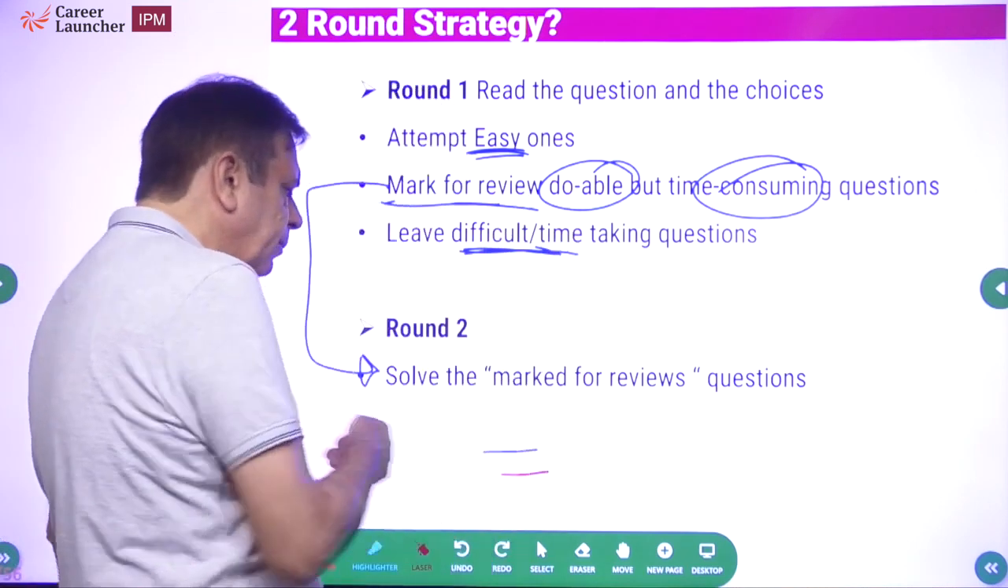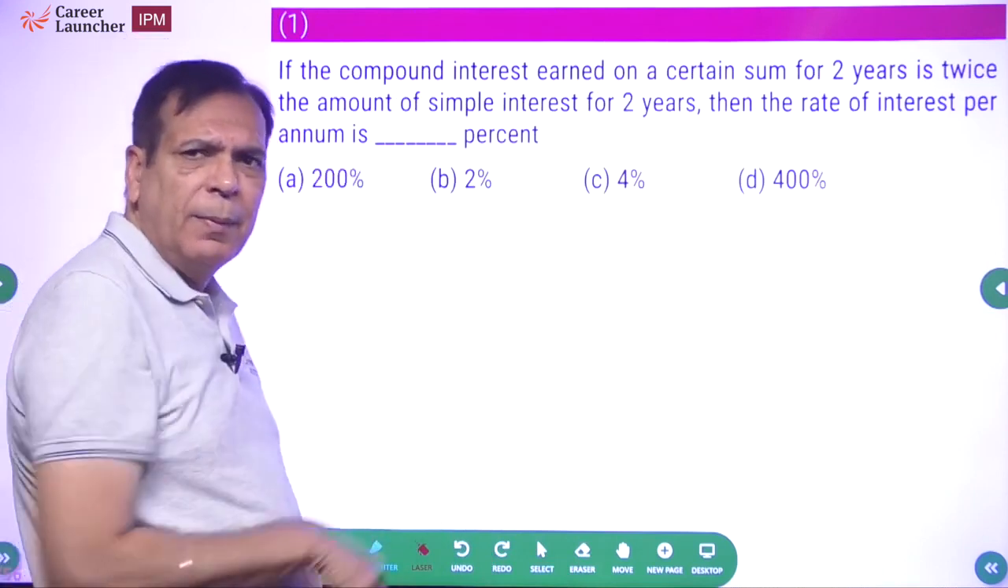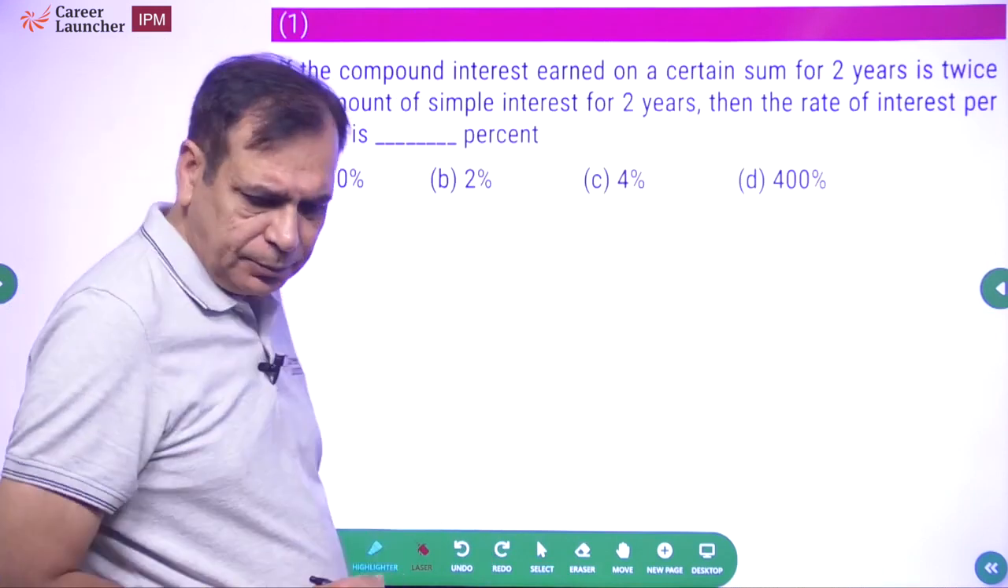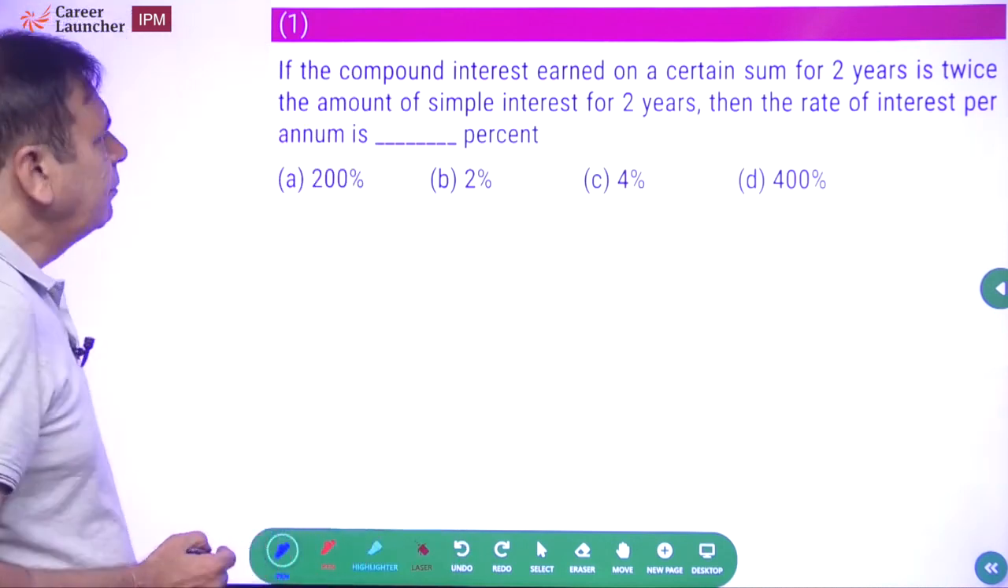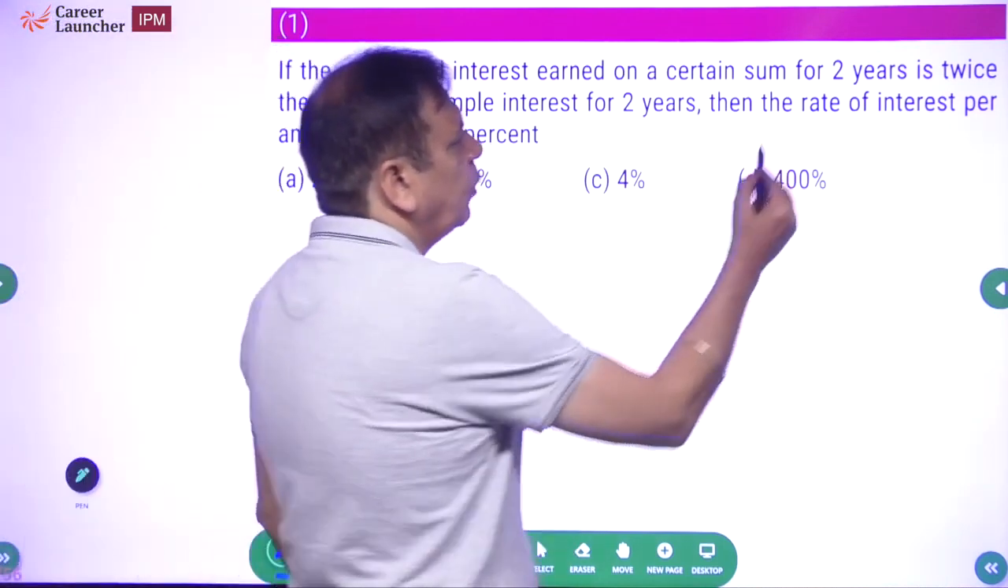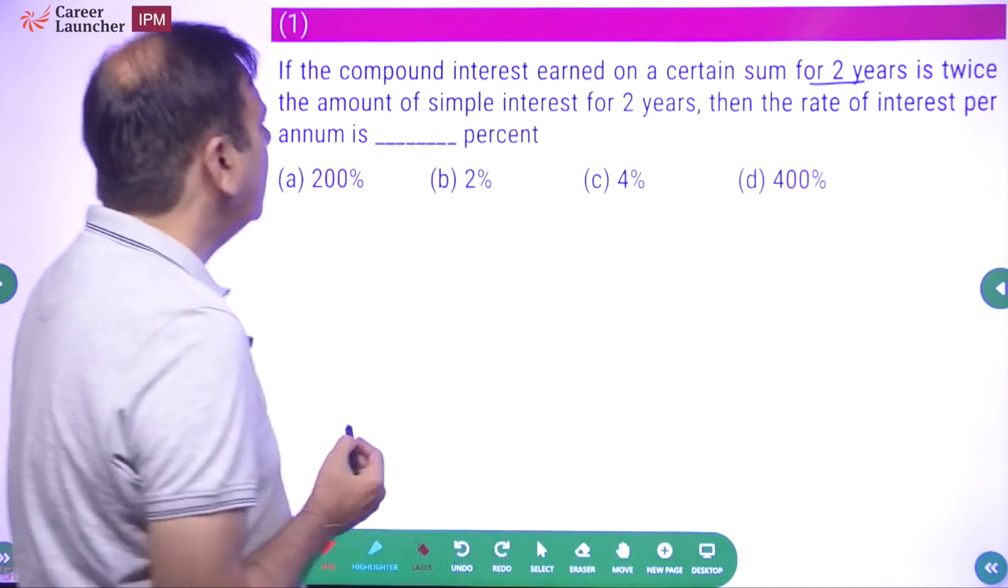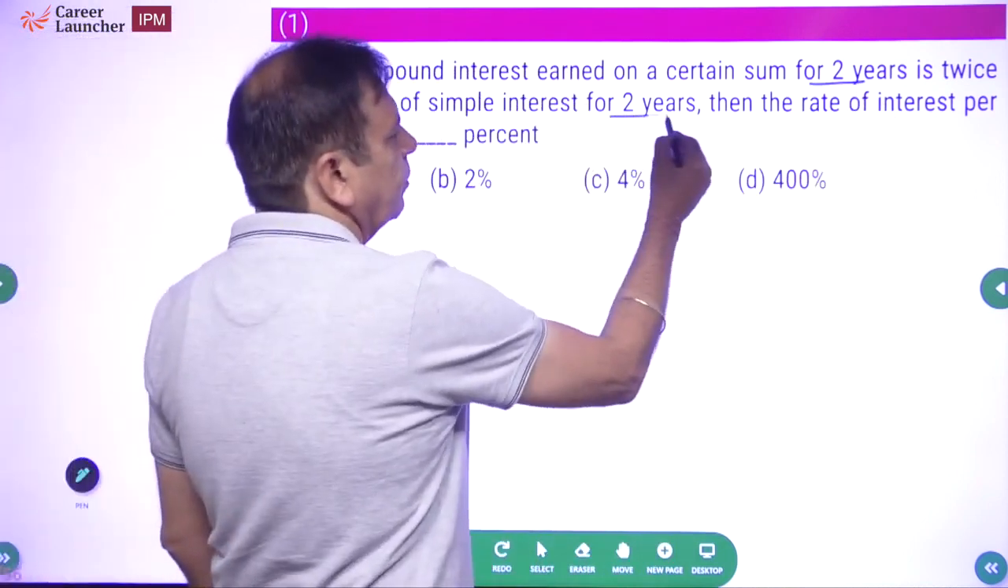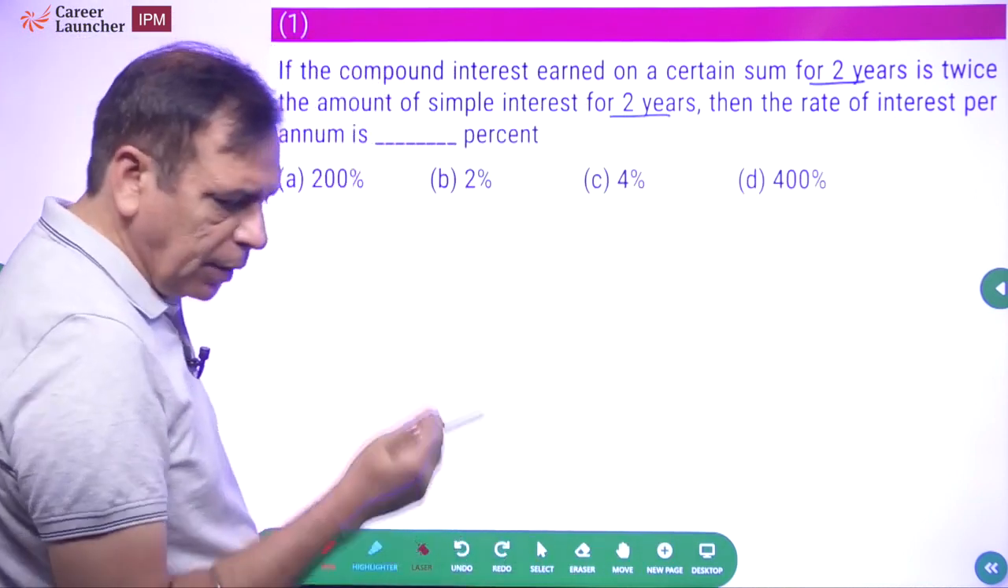ठीक है, समझ आ गया? चालू करें. IPMAT MCQ first question. If the compound interest on a certain sum for 2 years is twice the amount of simple interest for 2 years, then the rate of interest per annum is what percent?